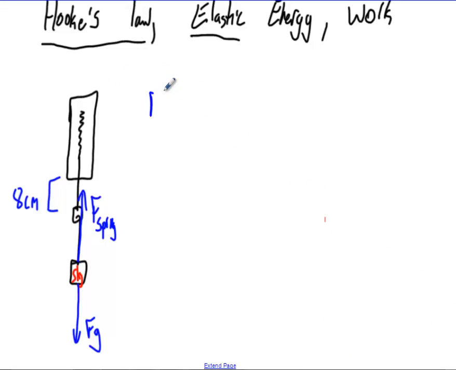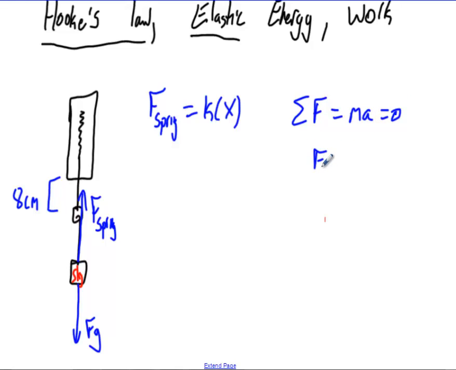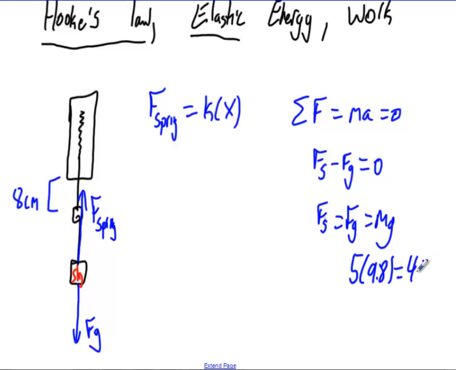Hooke's law says the force in a spring is equal to the spring constant k times the distance it stretches, x. And the force that I have here is going to be equal to the force due to gravity, because according to Newton's second law, net force is equal to mass times acceleration, and in the y direction it's not accelerating, it's 0. So F spring minus Fg is 0, so Fs equals Fg, and we remember that mass times the acceleration due to gravity is that force. So 5 times 9.8 equals 49 newtons. So this is a 49 newton force pulling down, which means this is a 49 newton force pulling up.